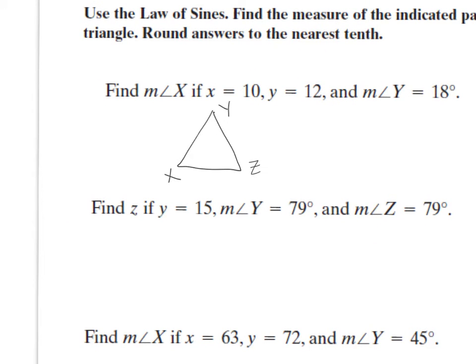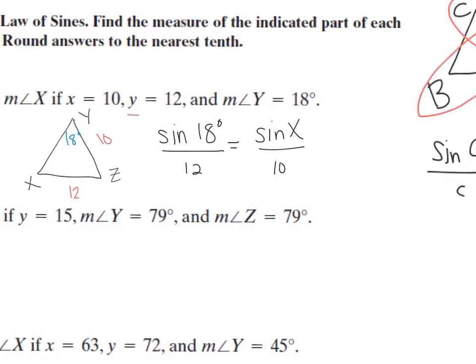So I have, find the measure of angle x if lowercase x is 10. Lowercase x needs to be across from the angle x. So I'd have to write lowercase x is 10 right here. Lowercase y is a side length, and this is 12. And the measure of angle y is 18 degrees. So I can use law of sines and write the sine of 18 degrees is to 12 as the sine of x is to 10.